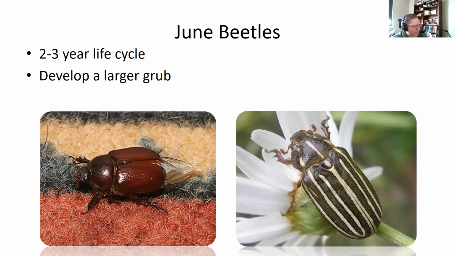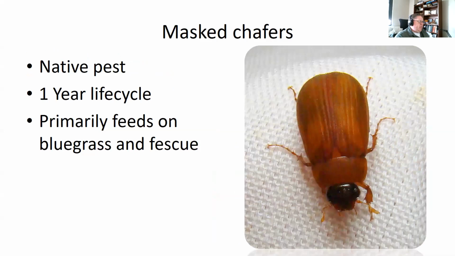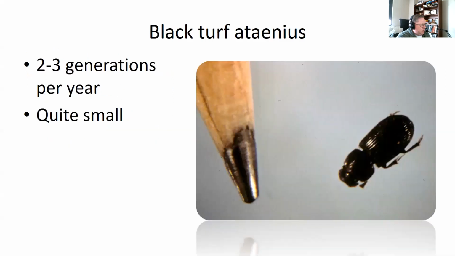So on your right is the tin-line June beetle. The other on the left is another June beetle that was more common up in Logan. When I lived up there, we rarely saw the tin-line June beetle, but we'd get this red one. They have a 2 to 3 year life cycle, so those grubs can easily be in the soil for a couple of years. Mass chafer here has a 1 year life cycle, feeds on bluegrass and fescue.